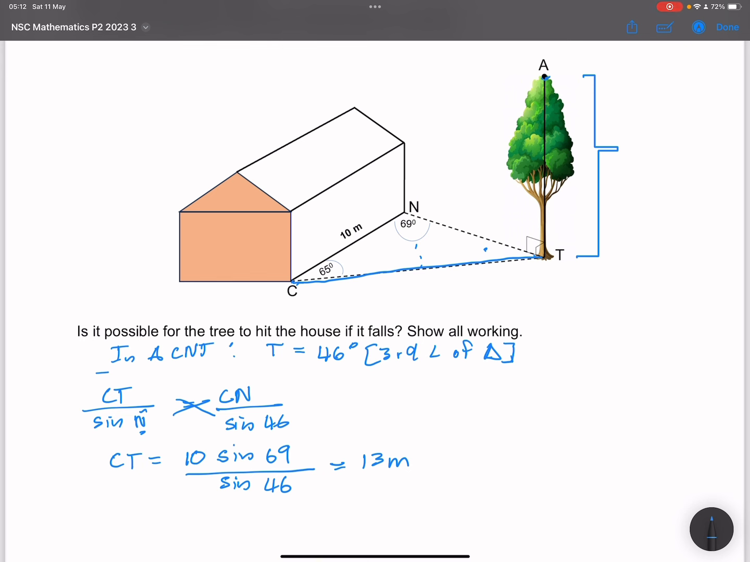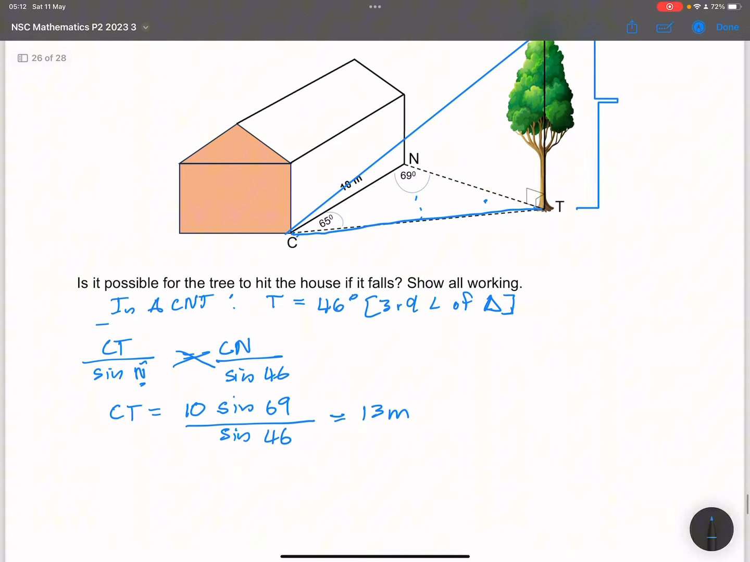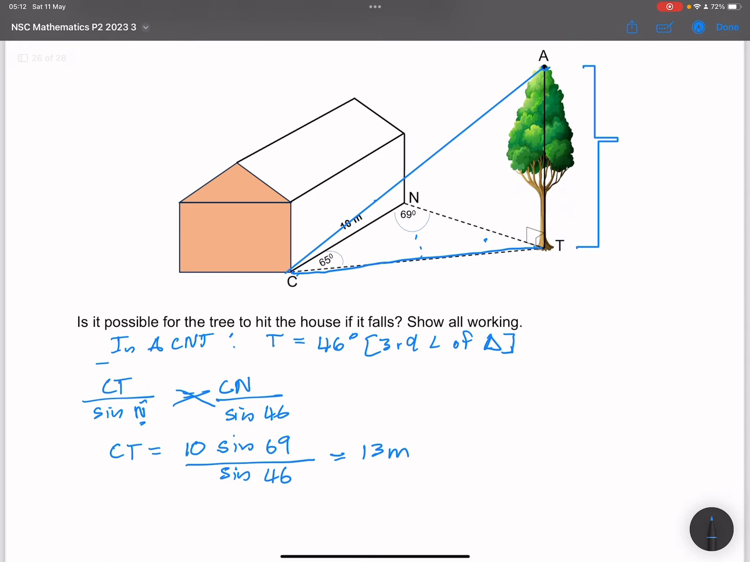So let's now find the height of the tree. You remember we said it makes an angle of elevation of 43.5. Now if we take that as a 90-degree triangle, remember the tree is standing vertically. So which sides do we have? We've got the adjacent side, and we want the opposite side. Which trig ratio says opposite over adjacent? That would be the tangent, so tan of 43.5.